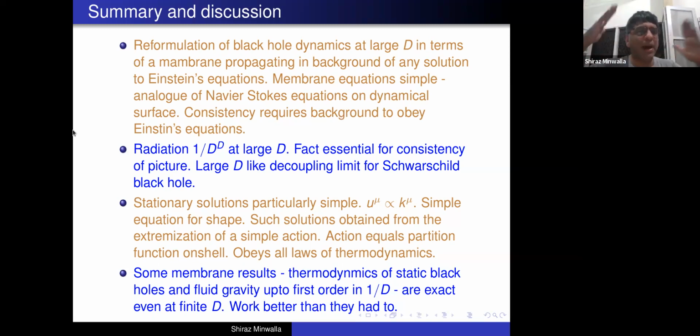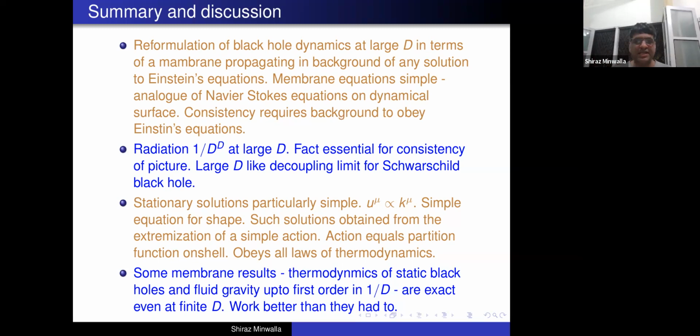The equations of motion came out of Einstein's equations. They were derived from Einstein's equations. These equations of motion were derived at first to leading order in large D, but we've also found the first subleading corrections, and we've shown that there's no barrier to carrying out this expansion to arbitrary orders in 1/D. As the membrane moves around, it radiates. Radiation is suppressed at order 1/D to the power D. The fact that it's so small is essential for the consistency of this picture. It's sort of like a Maldacena limit for Schwarzschild black holes. Remarkable, isn't it? Except that it only works at large D.